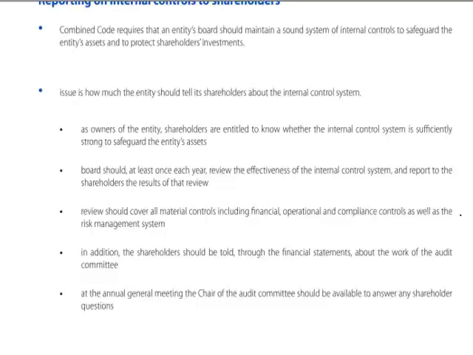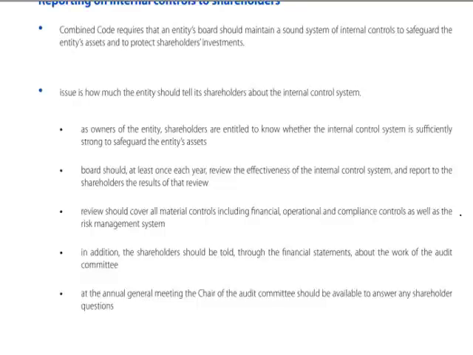But that then becomes a glib, throwaway line, doesn't it? I don't think you're ever likely to find a director saying, we've reviewed the effectiveness of the internal control system and we're not at all happy about it. We think it's a really poor system and we're very sorry that we've allowed this to continue for so long. You're not going to find that. So the review should cover all material controls, including financial, operational and compliance, as well as risk management.